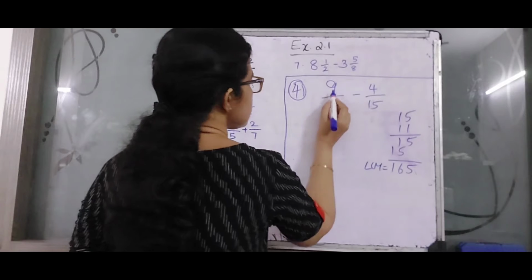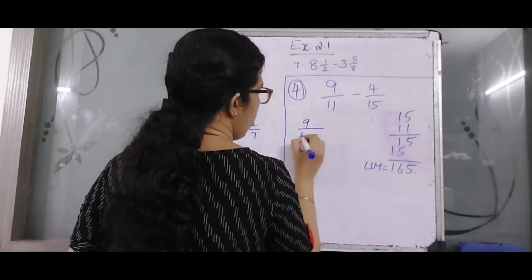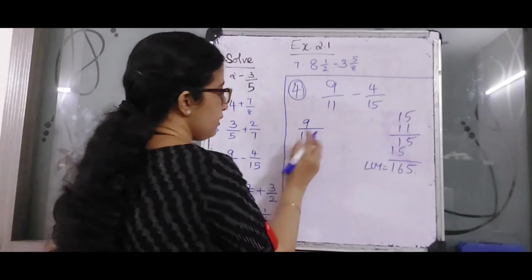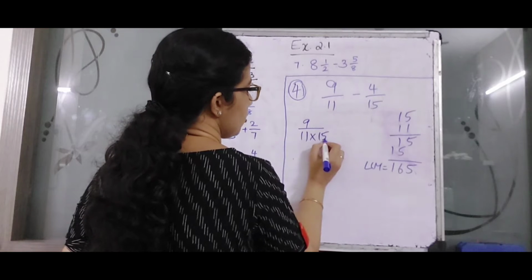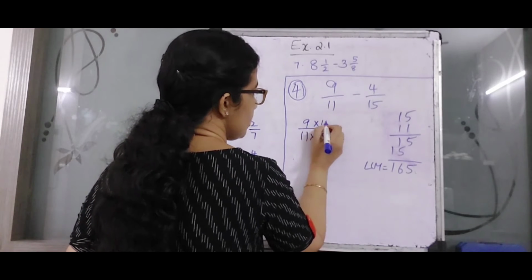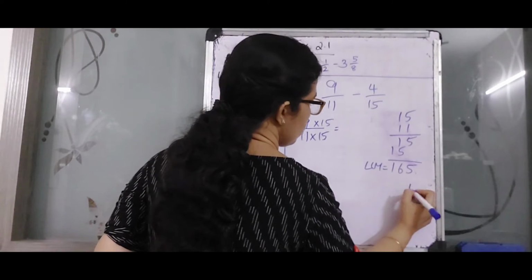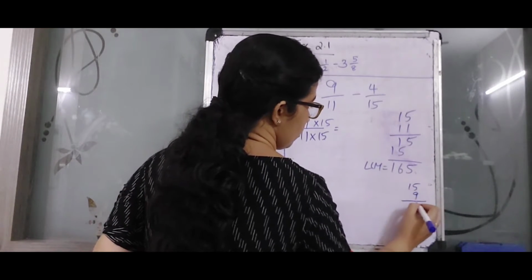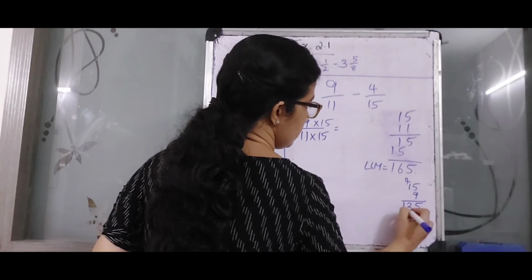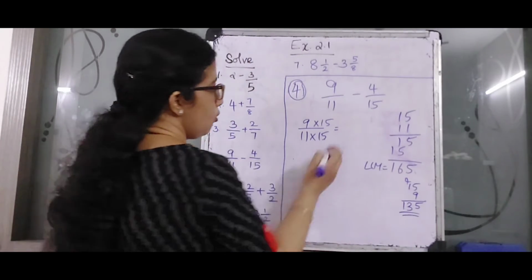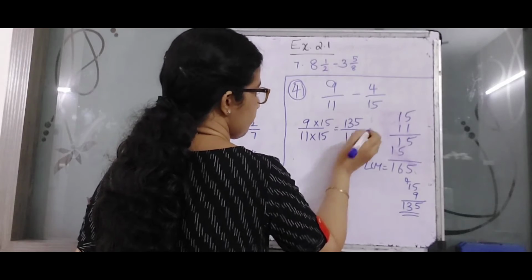Now how to make this 9 by 11 into a fraction with denominator 165? How to make this 11 into 165? 11 into 15. So if we multiply the denominator by 15, the numerator also has to be multiplied by 15. So what will you get? 15 into 9 is 135. So 135 by 165.